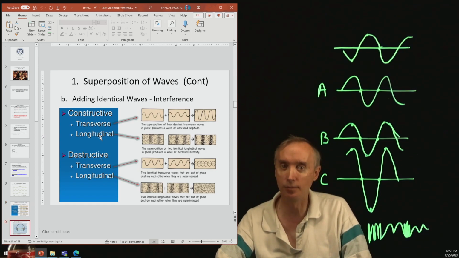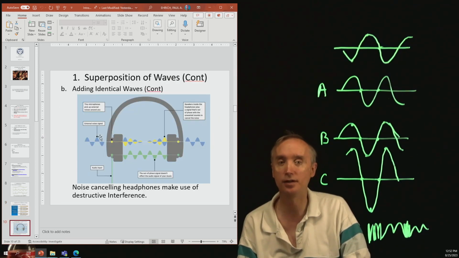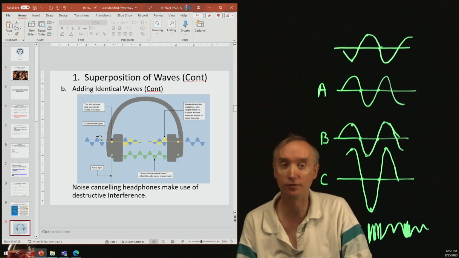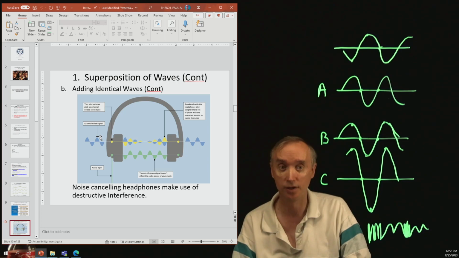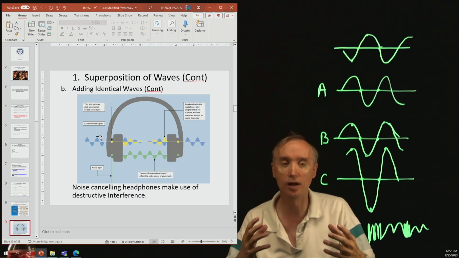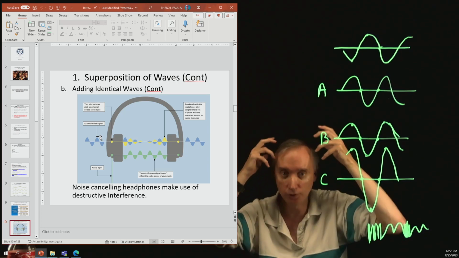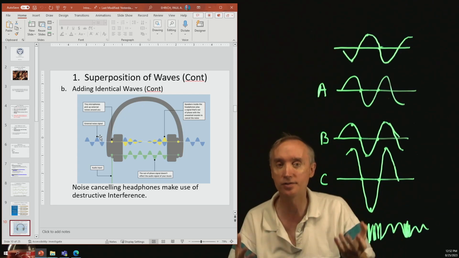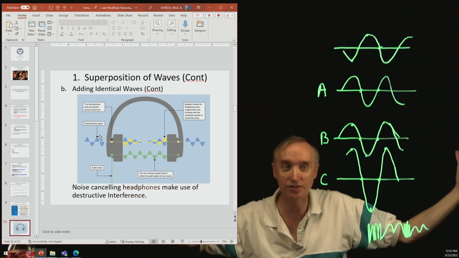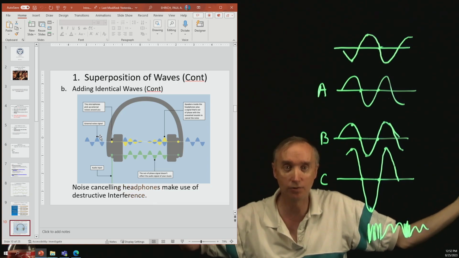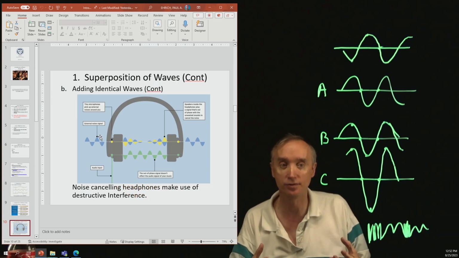So an example of constructive and destructive interference is going to be noise canceling headphones. And so they make use of destructive interference. So the whole idea of these is you put the headphones on and you want to listen to music. You don't want to listen to conversations that are out here. So that's noise that needs to be canceled.